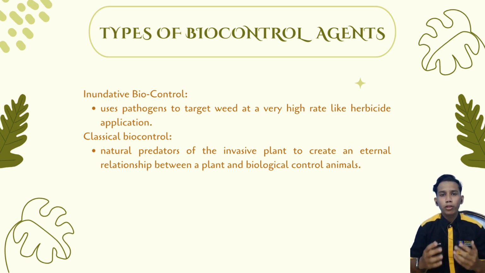There are two types of biocontrol agents. The first is inductive biocontrol, which uses pathogens to target weeds at a very high rate, like herbicide application. Most common pathogens include nematodes and gnats. This approach does not prevent the invasive plant from reappearing at a later date. Next is classical biocontrol, which uses natural predators of the invasive plant to create an eternal relationship between the plant and biological control animals.